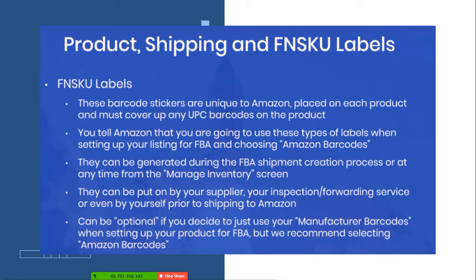They can be generated during the FBA shipment creation process or at any time from the Manage Inventory screen. They can be put on by your supplier, your inspection or forwarding service, or even by yourself or family prior to shipping to Amazon. It can be optional if you decide to just use your manufacturer barcodes when setting up your product for FBA, but we recommend selecting Amazon barcodes. This is when you'll be charged that 0.2 cents.